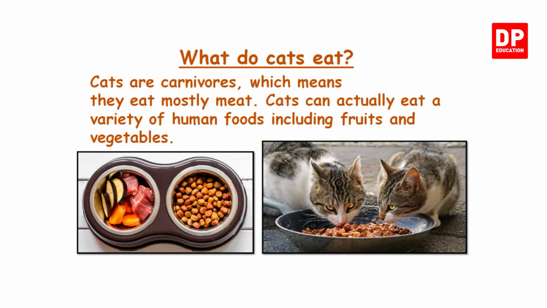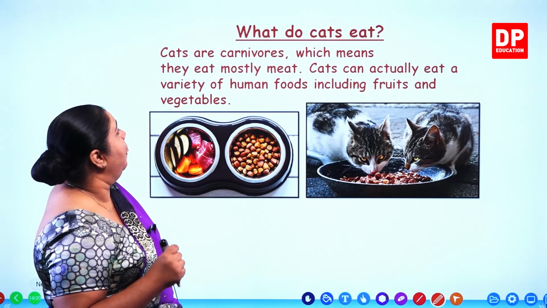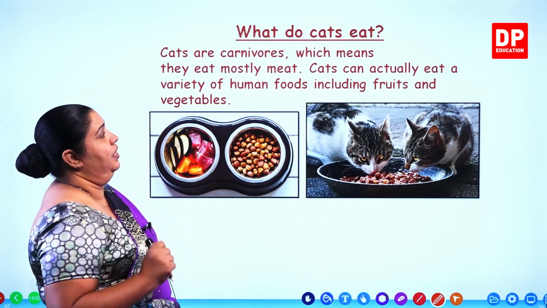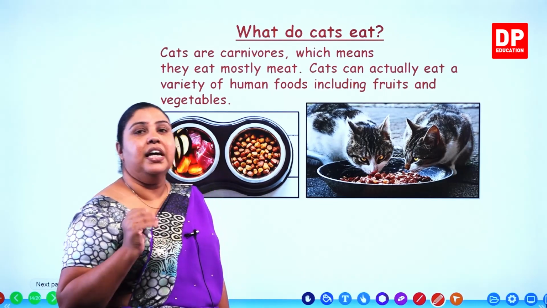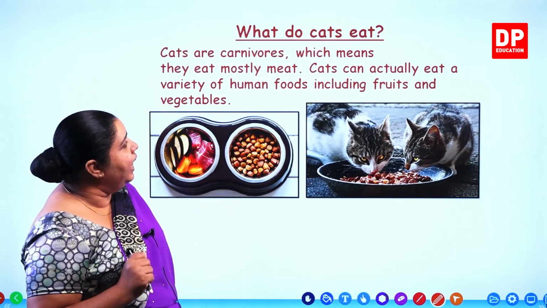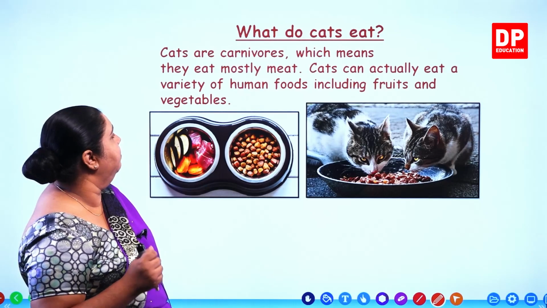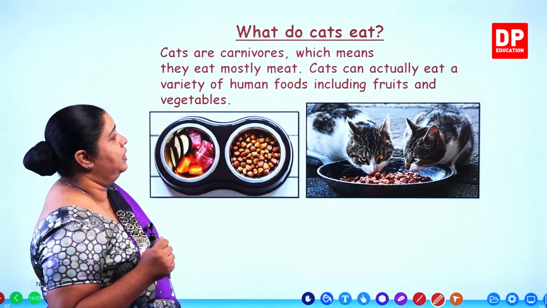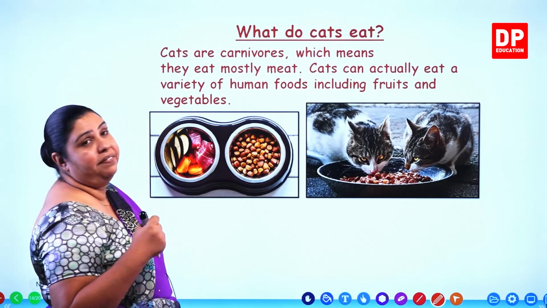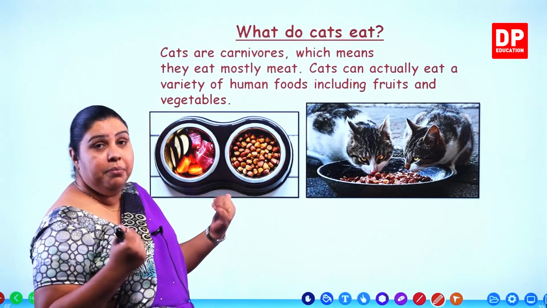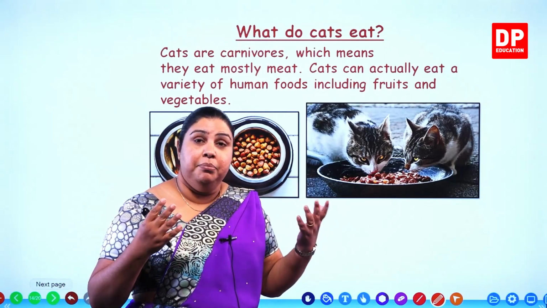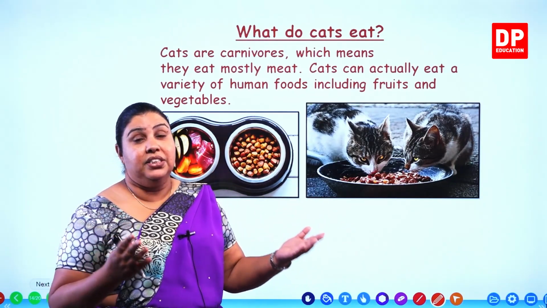Right, now we have our friend at home. It's the cat. What do cats eat? Cats are carnivorous, which means they eat mostly meat. Most of the time the cats eat meat. Cats can actually eat a variety of human foods, including fruits and vegetables. They love fish and meat because that is why they go catch the rats and eat.